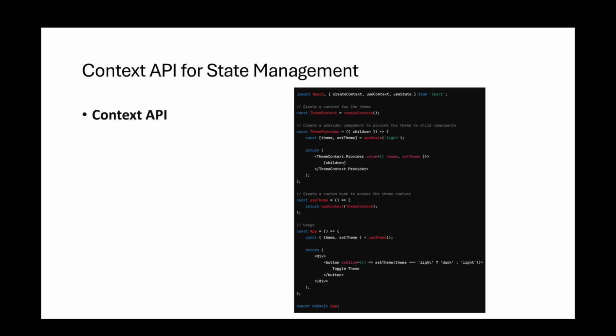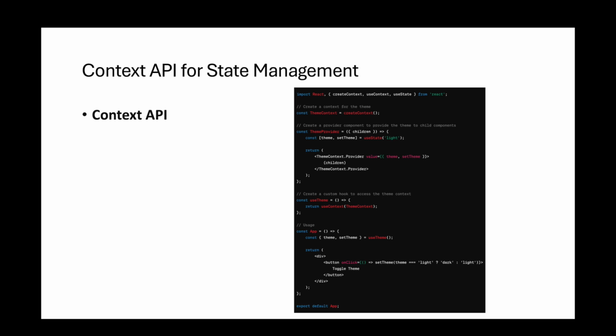Example: import React, { createContext, useContext, useState } from 'react'. Create a context for the theme: const ThemeContext = createContext(). Create a provider component to provide the theme to child components: const ThemeProvider = ({ children }) => { const [theme, setTheme] = useState('light'); return <ThemeContext.Provider value={{ theme, setTheme }}>{children}</ThemeContext.Provider> }.